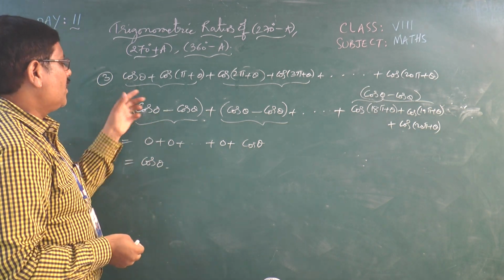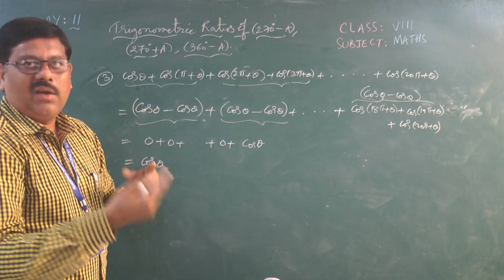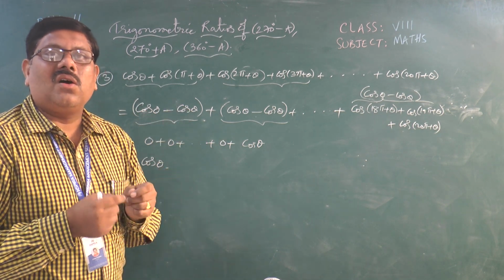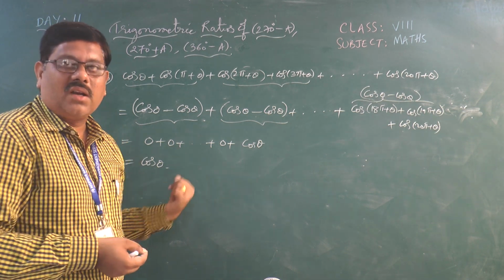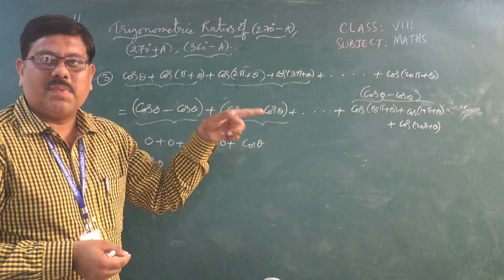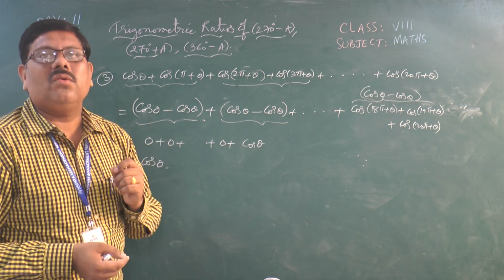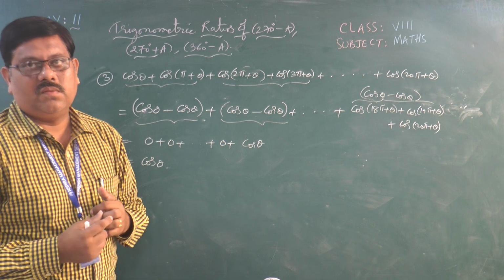So what is important here is that regrouping is very important, and one more thing: cos of an even multiple of pi plus theta is in the first quadrant, and cos of an odd multiple of pi plus theta is in quadrant 3. If it is in quadrant 1, it is plus cos theta. If it is in quadrant 3, it is minus cos theta. That is the point we have to keep in mind. Okay, now we will move to the next problem.